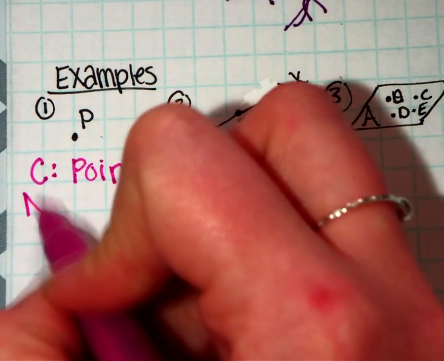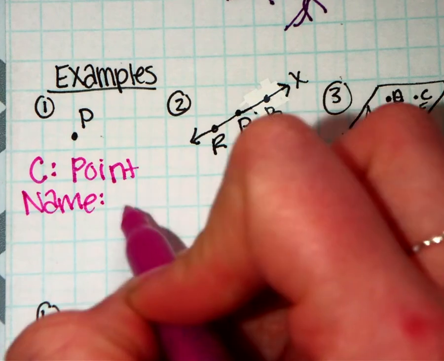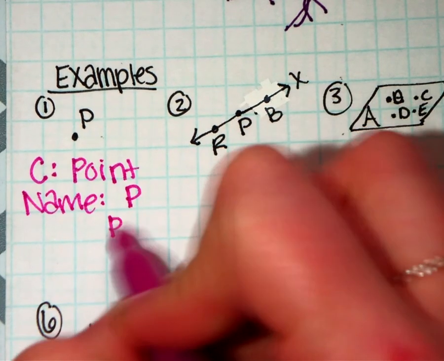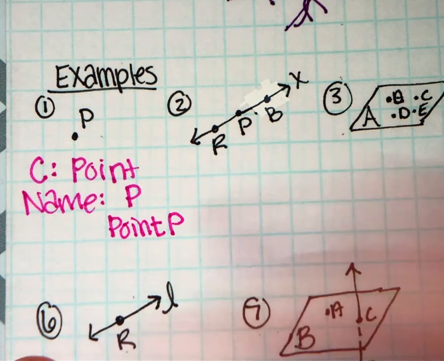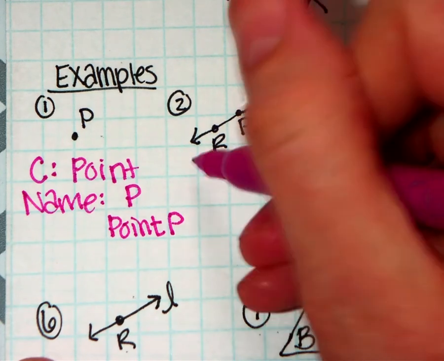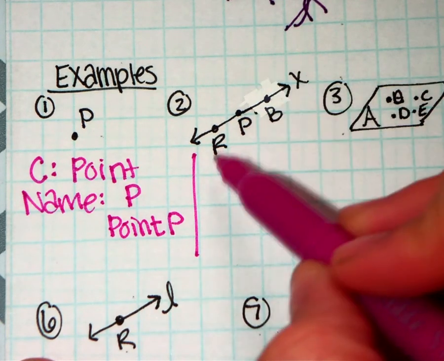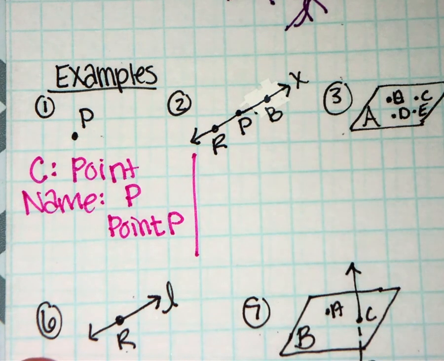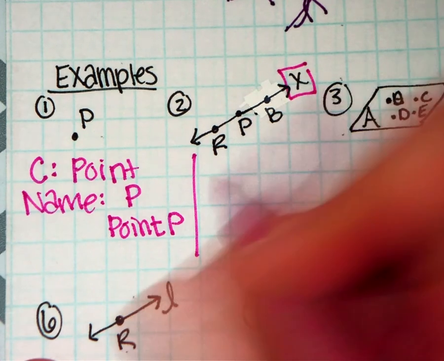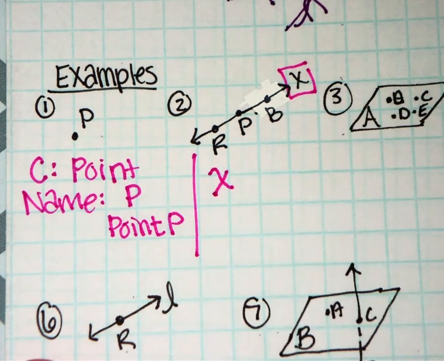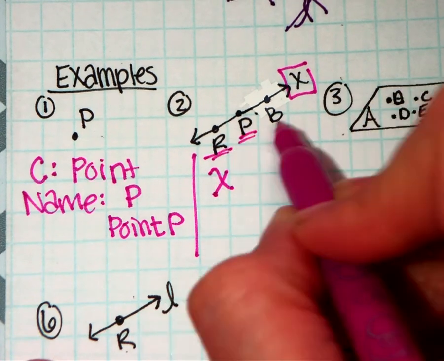If we're going to name it, we're going to name it P or point P. Number 2, this is a line. Now, notice how we have 3 letters here. That means that we have more options to pick from. You can still name it with this lowercase cursive X or any combination of 2 capital print letters.